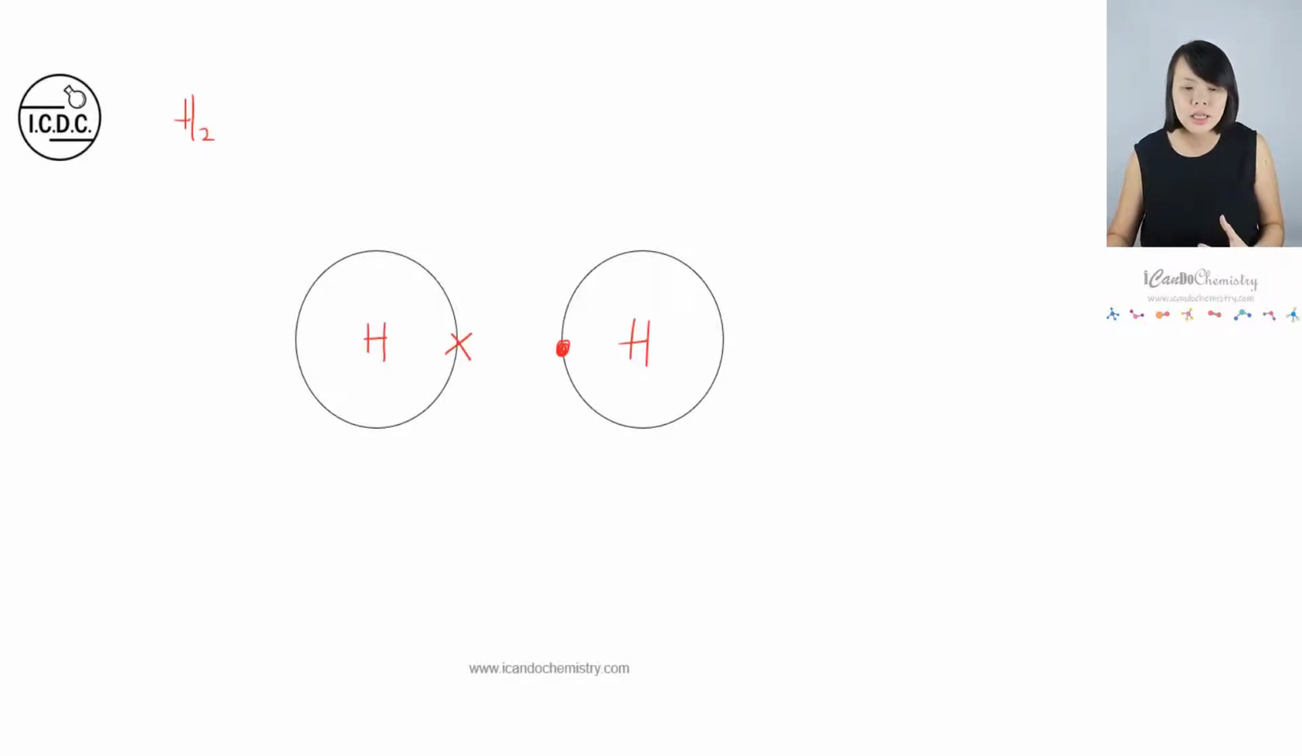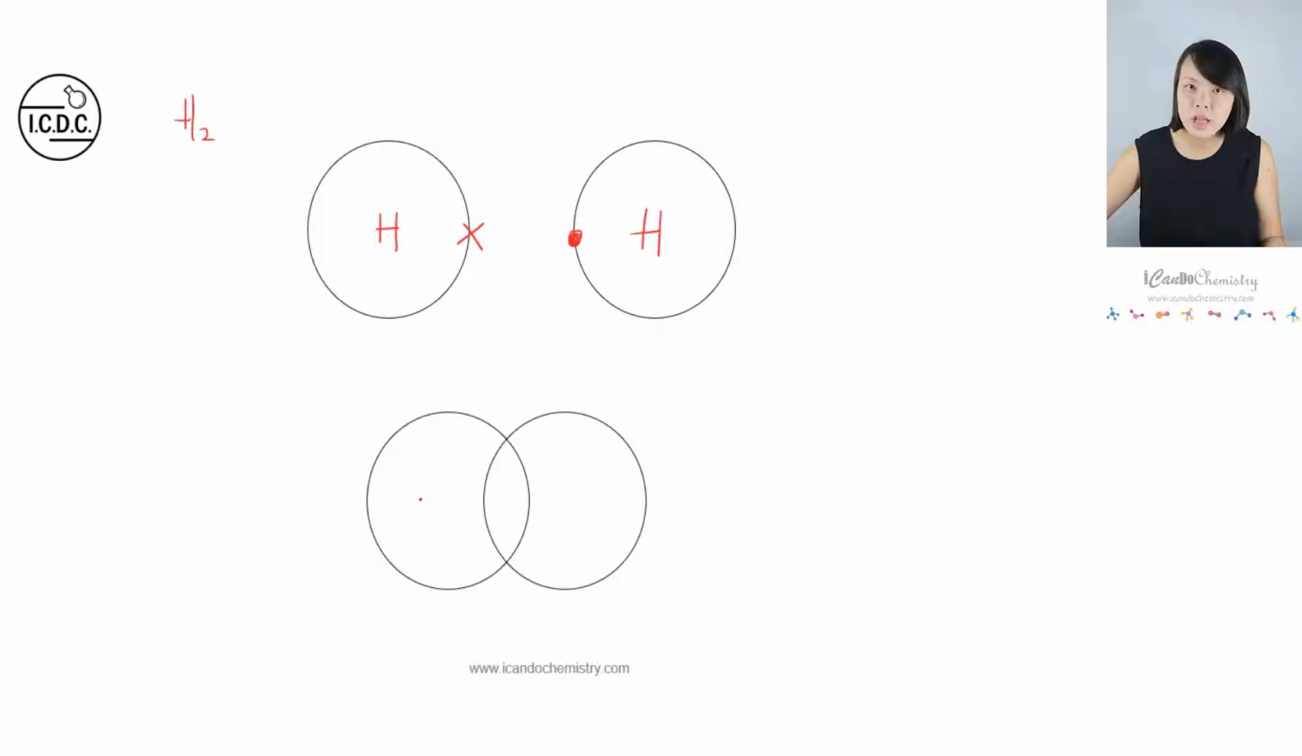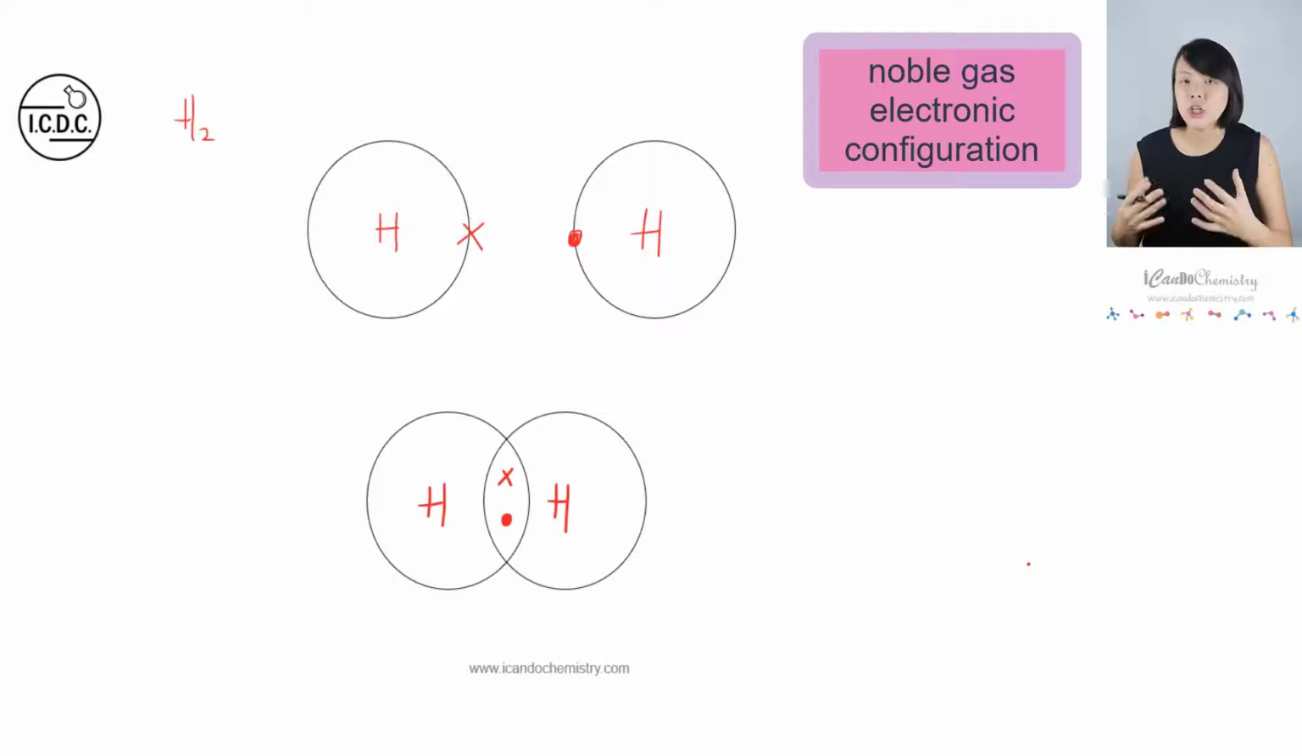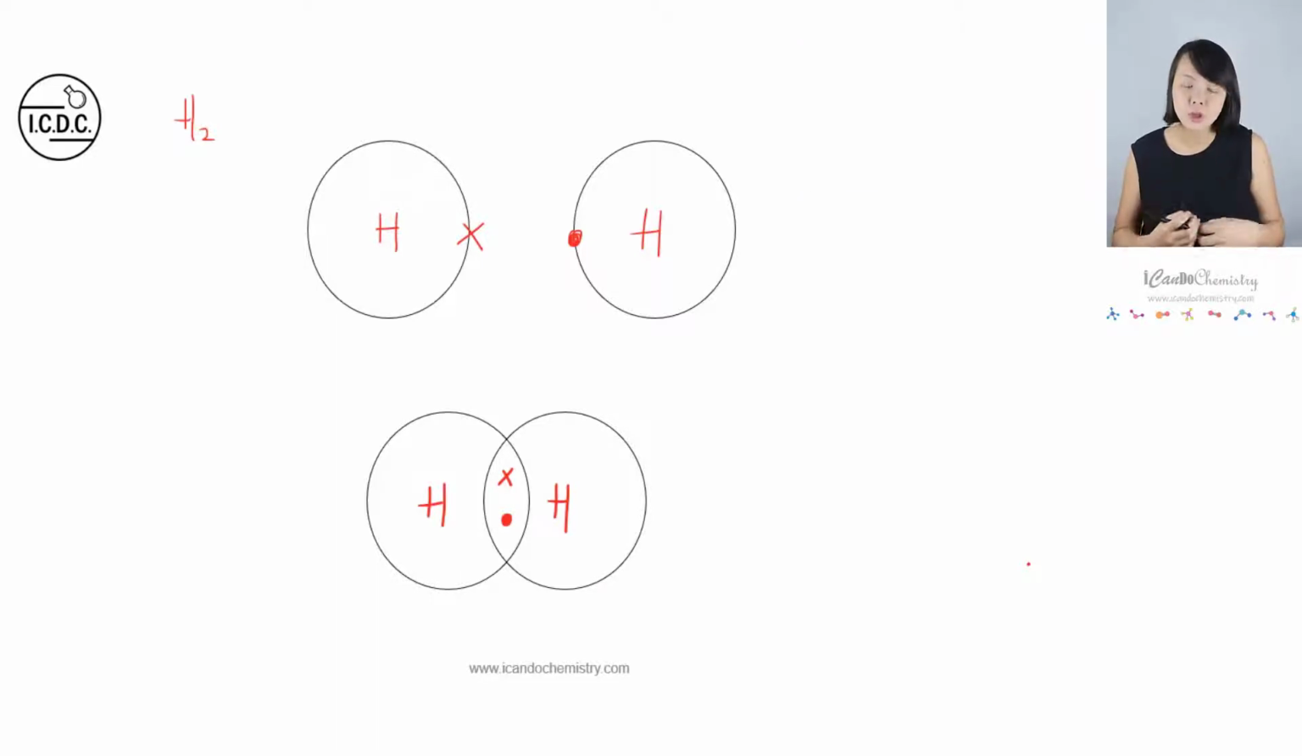So when they come together, each of them will share 1 electron. We represent the sharing by drawing the electrons in the overlap region. Let's refer to the hydrogen on the left. This hydrogen has 2 electrons in the electron shell. The other hydrogen also has 2 electrons in the electron shell. So each of them is happy. Each of them has attained noble gas electronic configuration, hence H₂ is formed.